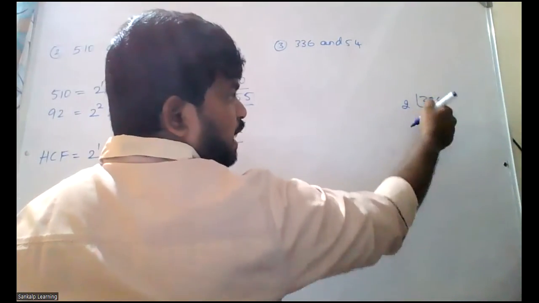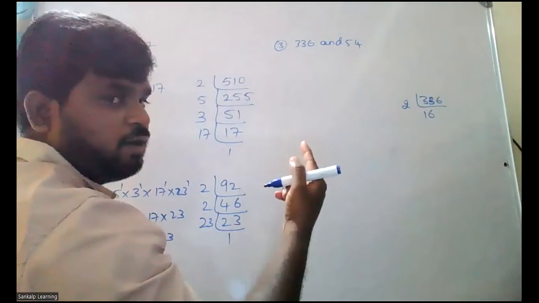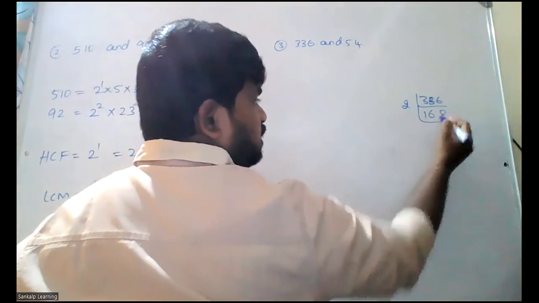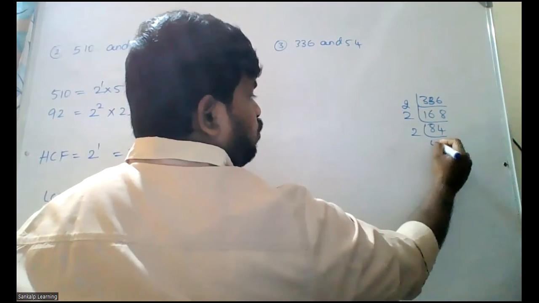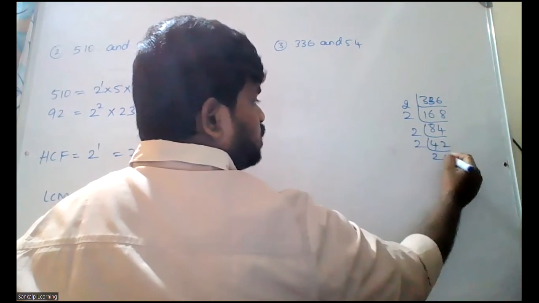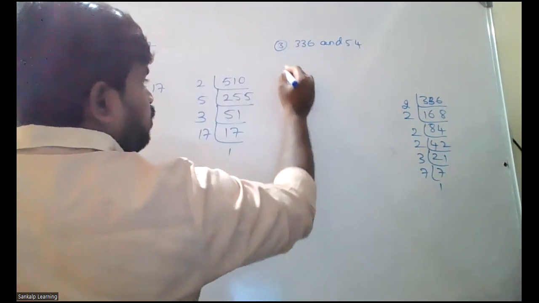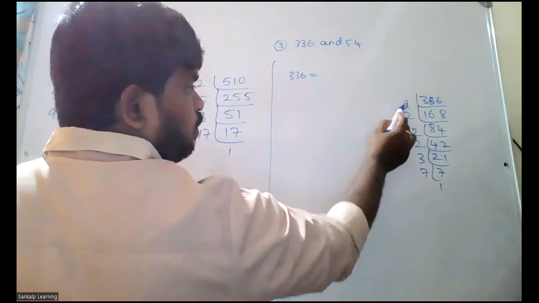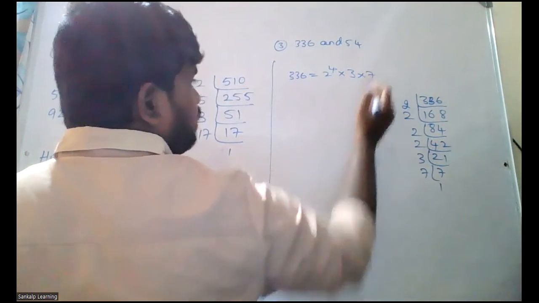2 ones are 2, 1 carry, it becomes 13. 2 6s are 12. So we add 13. 13 minus 12 is 1. So 1 is carry. 2 8s are 16. 2 4s are 8. 2 2s are 4, 2 3s are 6, 2 1s are 2, 3 7s are 21, 7 1s are 7. Therefore, 336 can be written as 2 power 4 into 3 into 7.